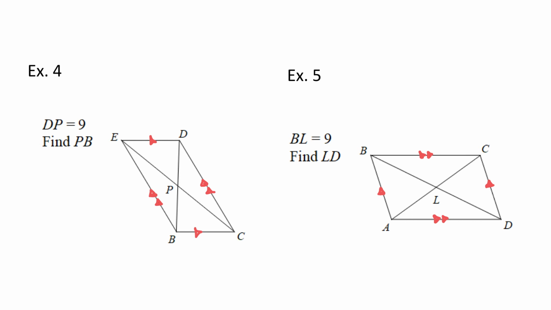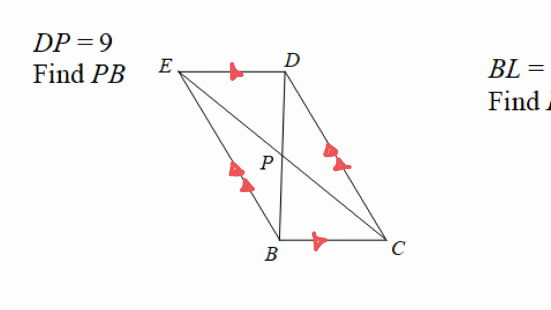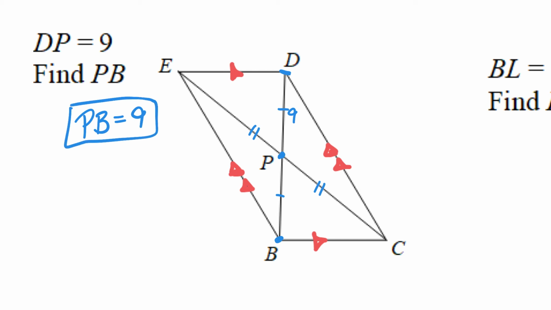All right, I'm going to maximize this one a little bit, and it tells me DP, from here to here, has a measure of 9 units, and it wants the measure from P to B. And this is the new one that we were just introduced. These are diagonals. Diagonals are cut into equal halves. This is an equal half, and this is a separate half. Now that doesn't mean anything for us on this question because all they asked us for was PB. So PB does have a measure of 9 to match the measure of DP.